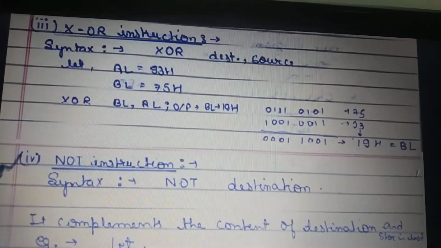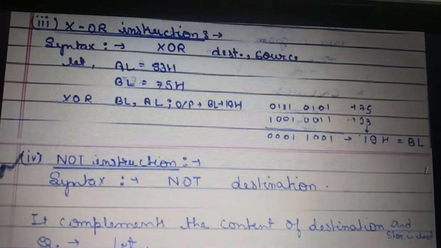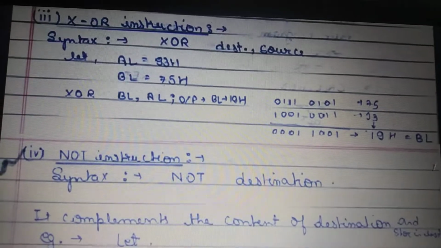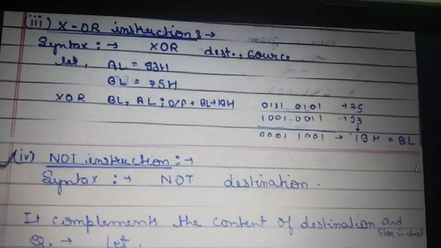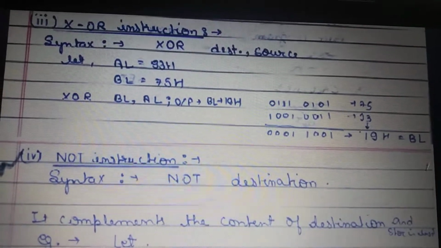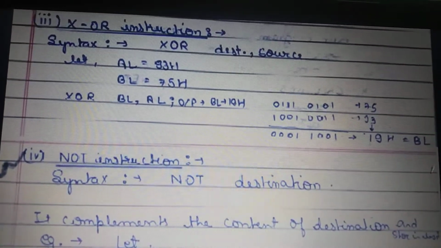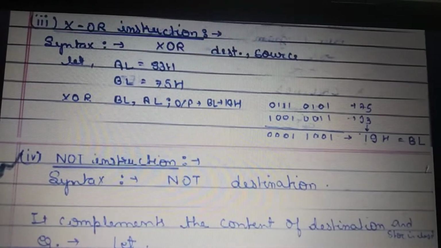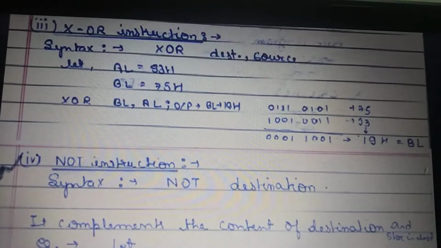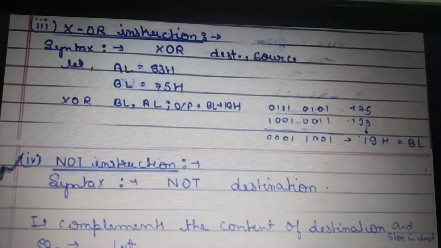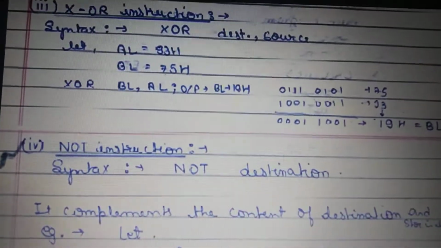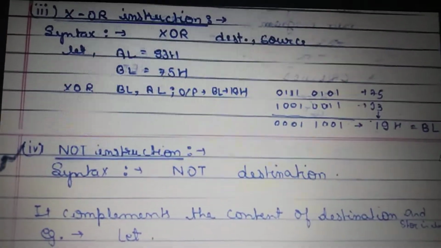Last instruction is NOT instruction. NOT instruction is used to give the ones complement of a number. Suppose that we are considering content of AL is 73H, then NOT AL will complement the content of AL. 73H in binary is represented as 0 1 1 1 0 0 1 1. So if we take ones complement, it will become 1 0 0 0 1 1 0 0. That is 8CH. So when we execute NOT AL instruction, the content of AL becomes 8CH.